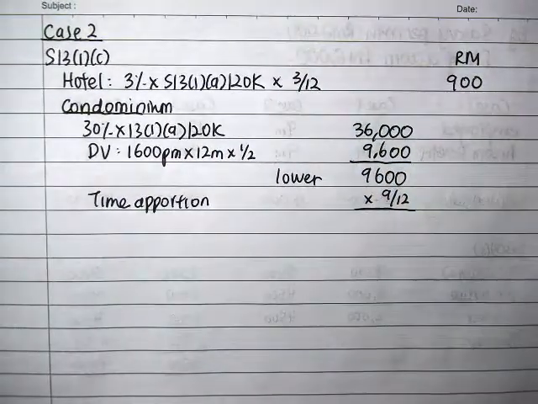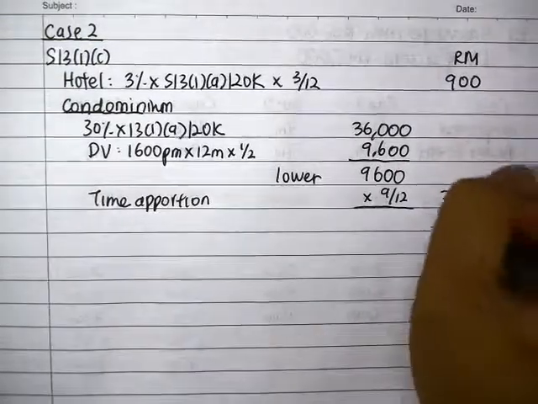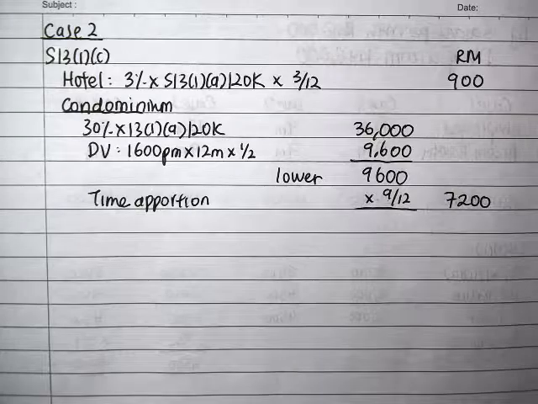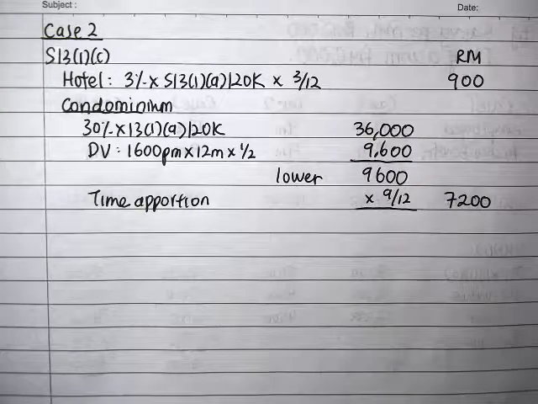9 out of 12. So value is 7,002. Follow? That's how you do it when you have accommodation in hotel and also in the house. Okay? Now there's no issue about being a director, right? Because this is a service director. Okay? So service director, the rule is a normal rule.